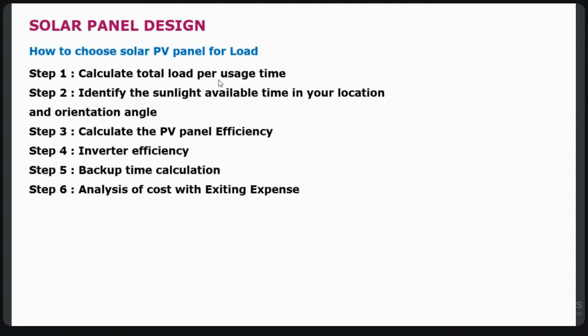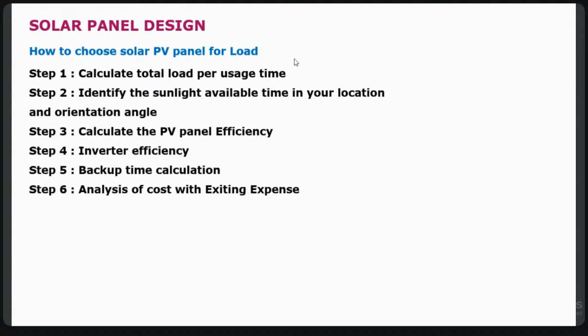And also identify the sun available time in your location, or the orientation angle. Suppose we are in the Bangalore area, or Chennai, or some people from Hyderabad, Delhi or Mumbai, they need to identify the sunlight availability and orientation angle, because the longitude and latitude will be different. We have one time zone, but different longitude and latitude. Later we'll know what the orientation angle is compared to Tamil Nadu, Bangalore or Mumbai. We'll come to know next.